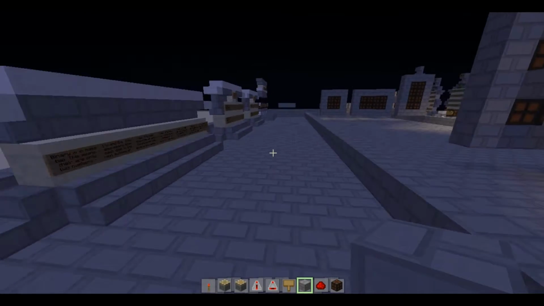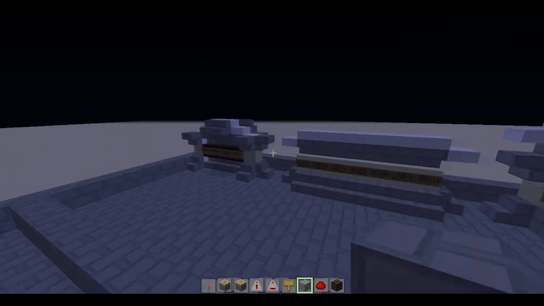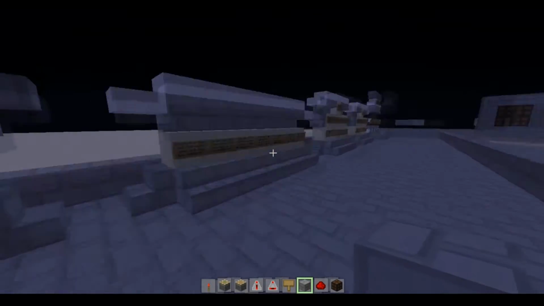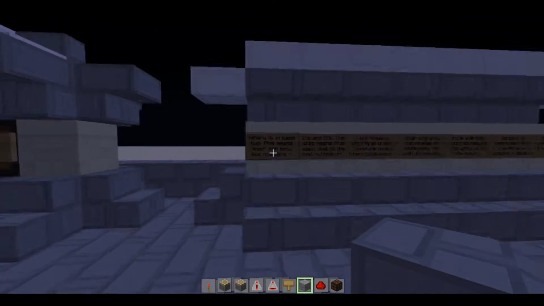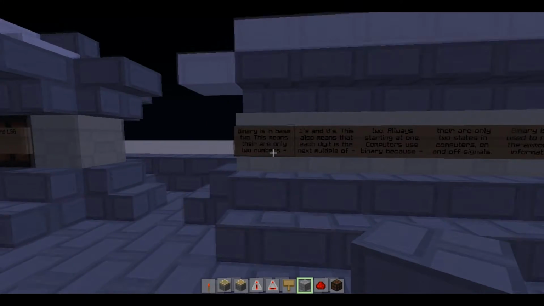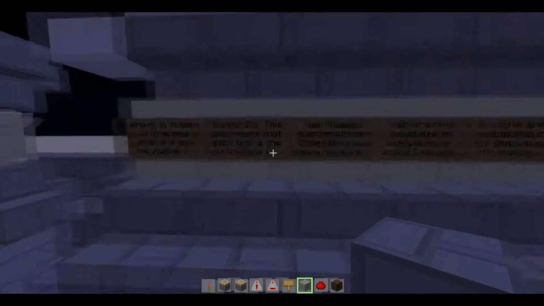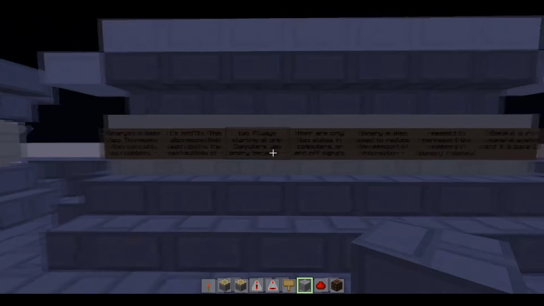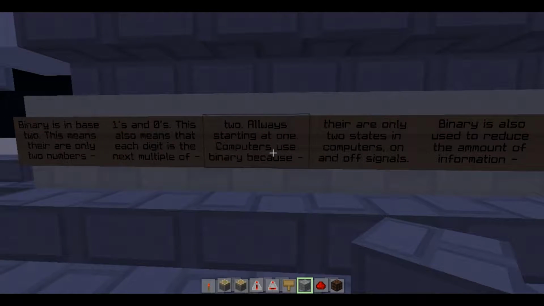So I've built a few boards here which are going to help explain and make you be able to tick off each of these lamps. So if we move over to our first sign, binary is in base 2. This means there are only two numbers, ones and zeros. This also means that each digit is the next multiple of 2, always starting at 1.